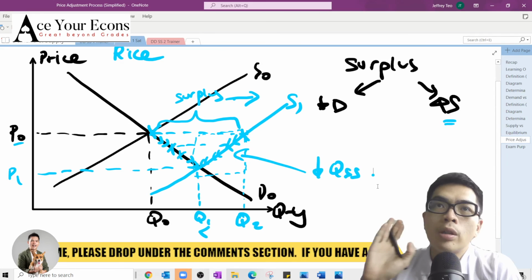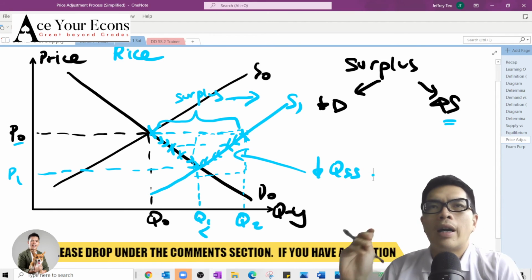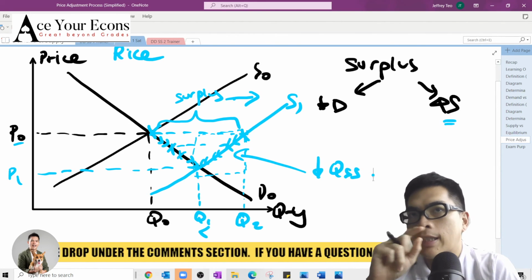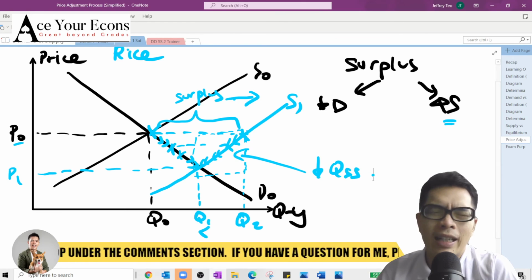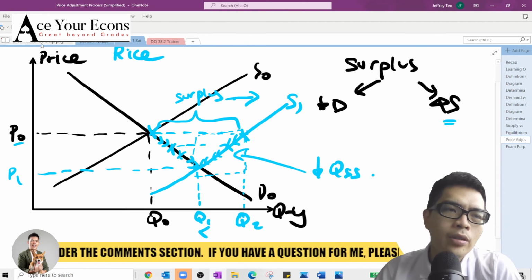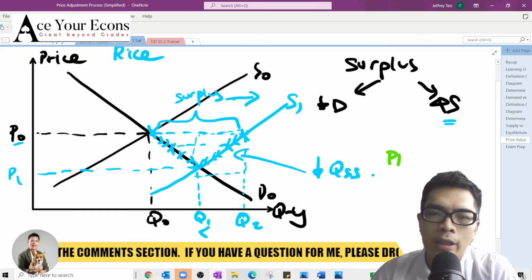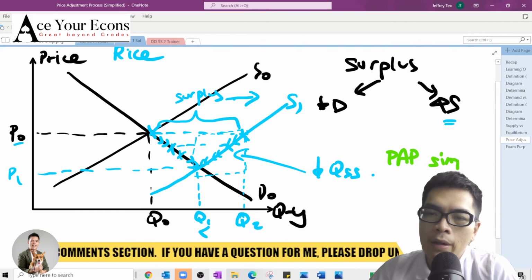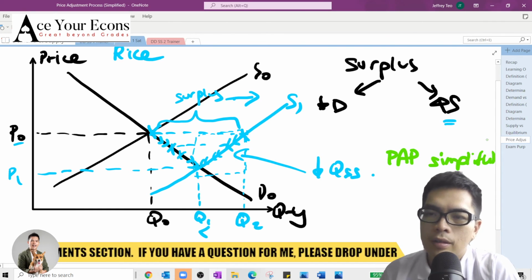So no need to be too concerned. I hardly see PAP being tested in such extensive means. So most of the time it is a simplified version of a PAP. Simplified. Remember what I mentioned about simplified? This.